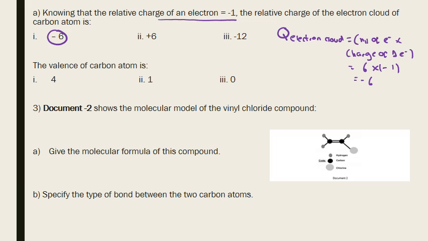The valence of a carbon atom is, remember we looked, the valence is how many electrons it has in the last energy shell, and we said that that was 4. Remember we drew the Lewis dot structure like this, and there are 4 electrons in its last energy shell.